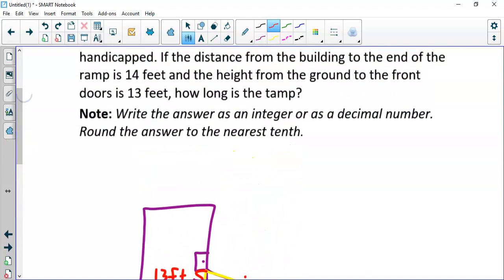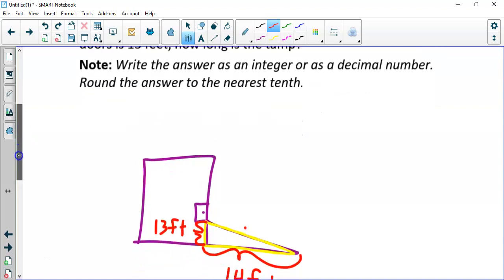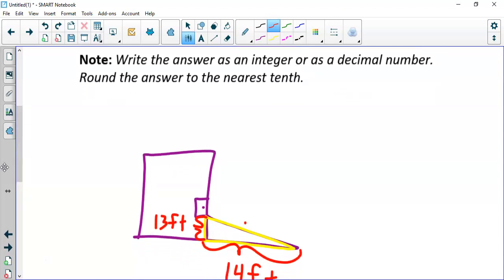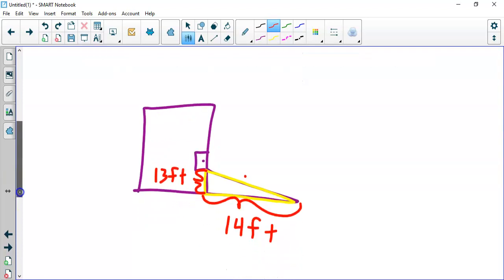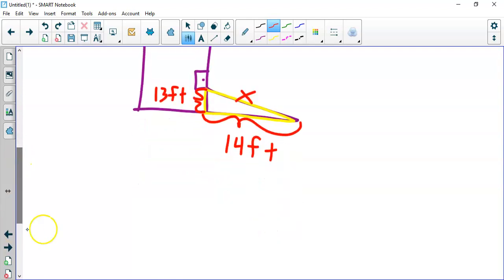Obviously, you know what you're doing now. Now it says, how long is the ramp? That should be ramp, but it's all good. And also notice in your answer, they want it as a decimal to the nearest tenth. So 1 decimal place, tenth. So obviously we are looking for this guy. And who is this? Is that a leg or the hypotenuse? Hypotenuse. So that means we know the legs, and these are the legs. Which one is A? It doesn't matter.